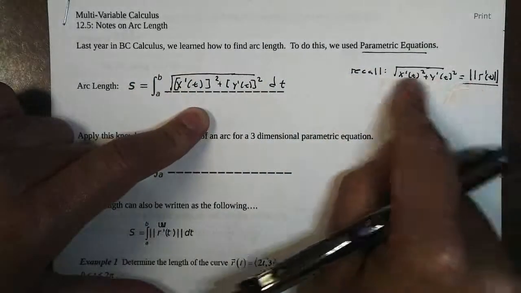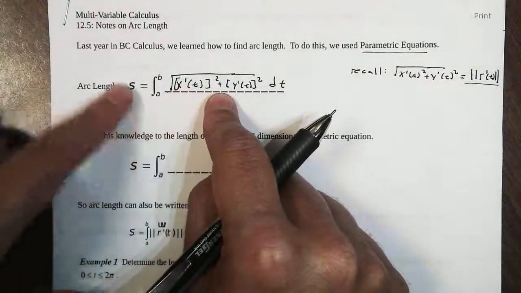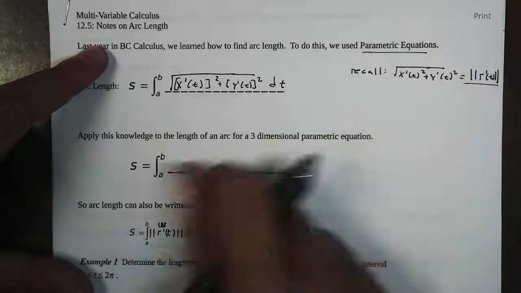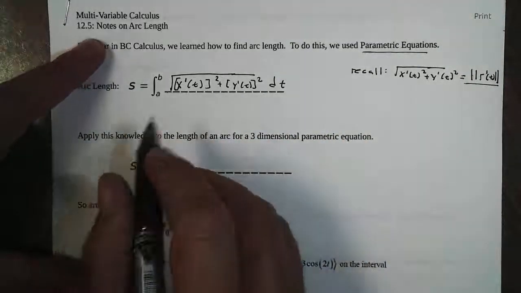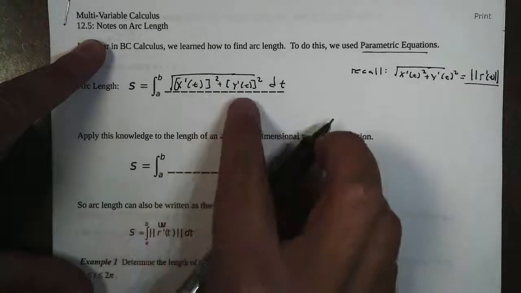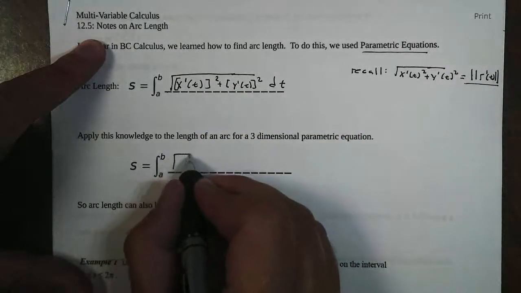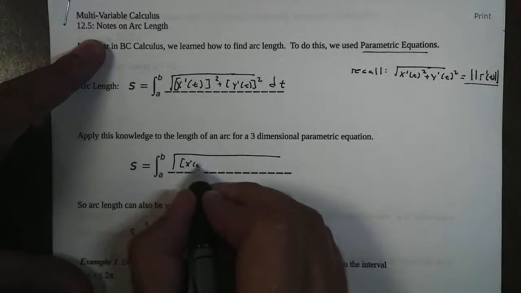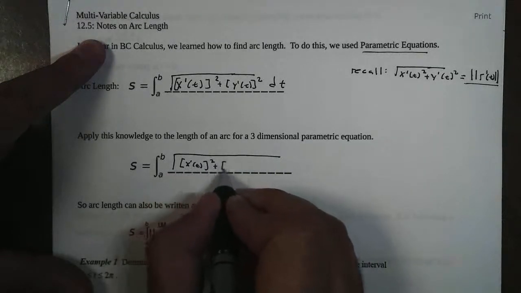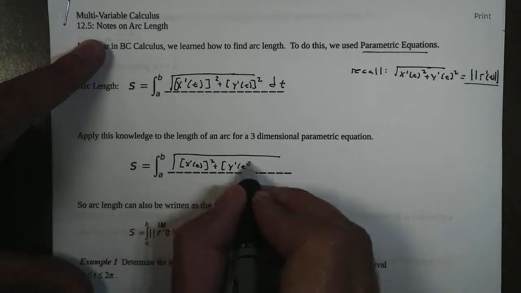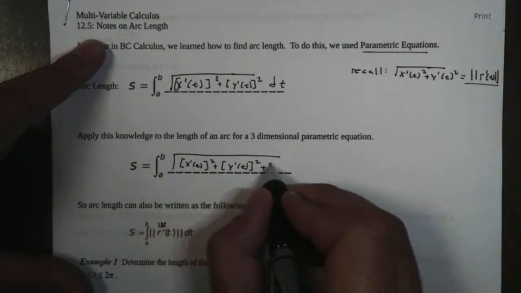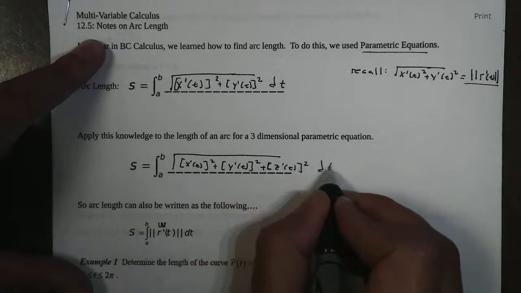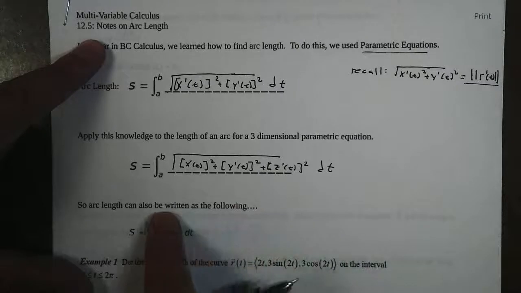So we can write this another way if we like. We'll talk about that in a second. We can apply this to three-dimensional equations as well. For example, in 3 dimensions we would get x prime of t squared plus y prime of t squared, we just add the third variable, z prime of t squared. Don't forget your dt, your differential.